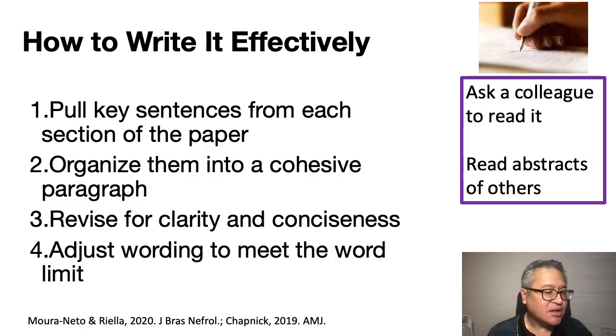All right. Now, how to write the abstract effectively? Most writers find it easiest to pull key sentences from each section of the paper. And then when you have them, organize them into a cohesive paragraph. And then afterwards, revise for clarity and conciseness, and then adjust the wording to meet the word limit.